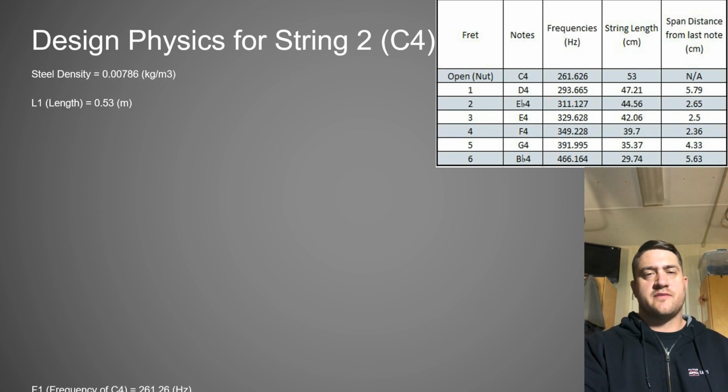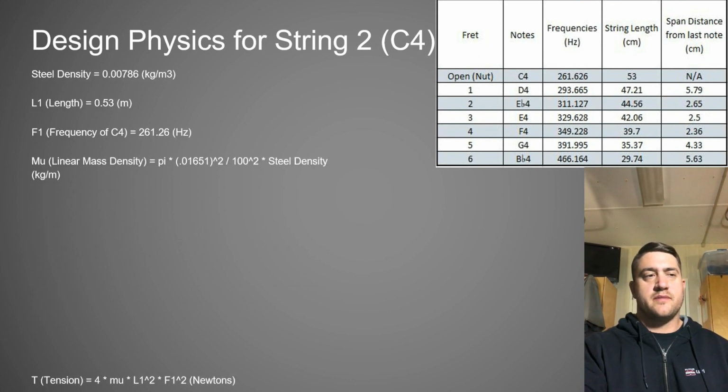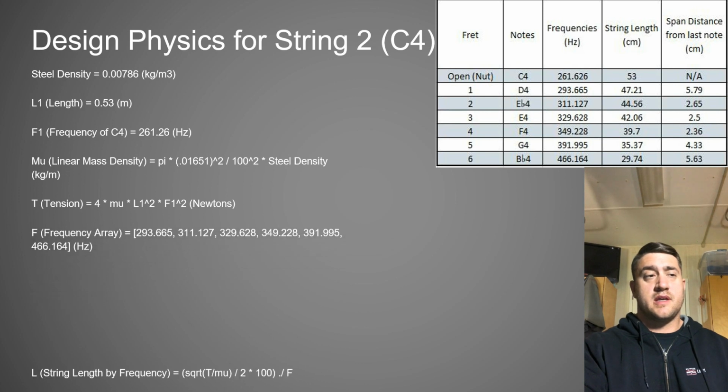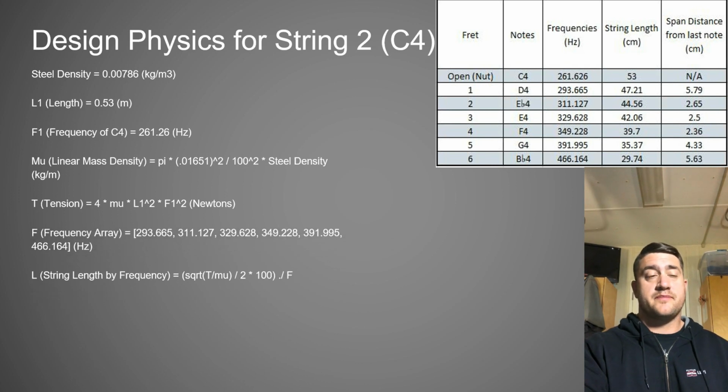This slide covers the design physics for string 2, C4. Steel density is the same, length is the same, and our frequency is changed. So therefore, our mu is changed, tension is changed, frequency array is changed, and the answers produced by our string length by frequency formula is changed as well. It's all showcased in this box.